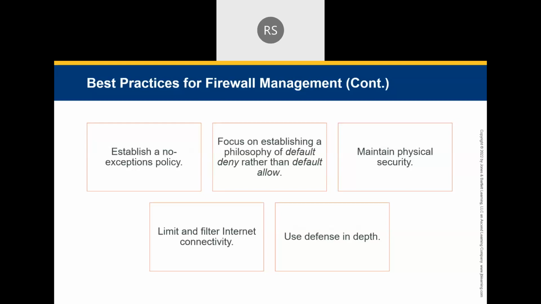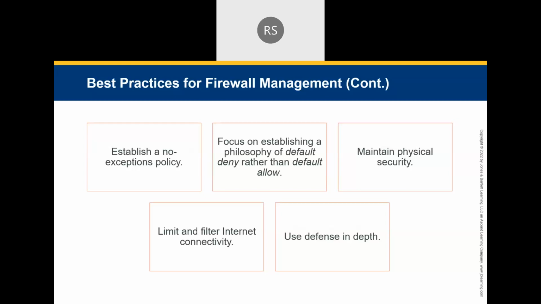You also want to ensure that physical security measures are in place to protect your firewall devices from unauthorized access or tampering. So you place those firewalls in secure locations and implement access controls to restrict physical access to authorized personnel only. You also want to limit and filter internet connectivity. So you want to restrict outbound and inbound internet connectivity to essential services and protocols. You want to implement filtering policies to block access to malicious websites, maybe known threats, or suspicious IP addresses.